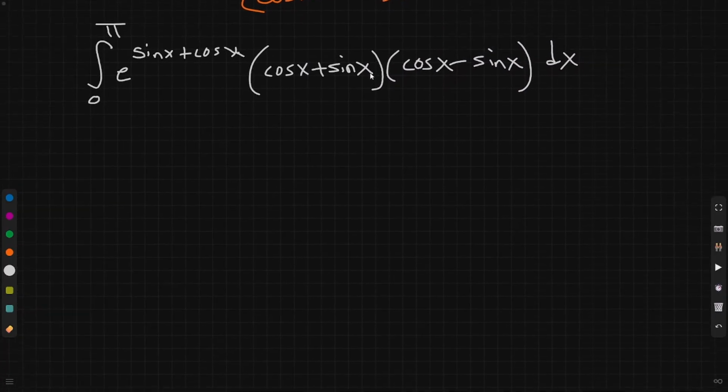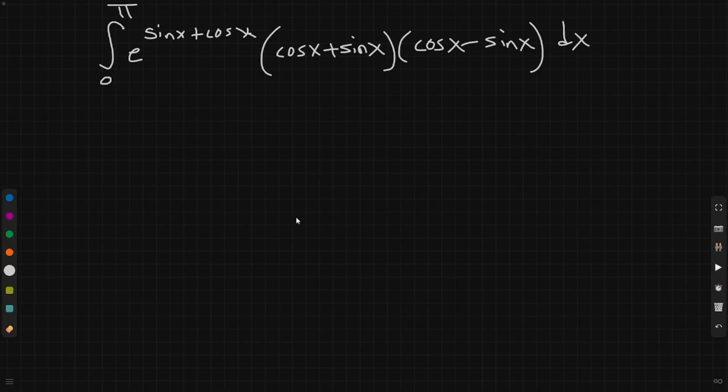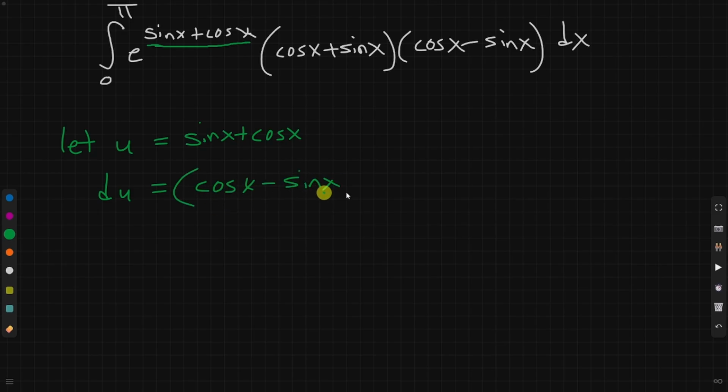So you might be asking, what do we do now? Well, there's a clever substitution that we can make. If we let u be the entire exponent we have here, sine x plus cosine x, then du just happens to be cosine x minus sine x dx. And look what we have here, cosine x minus sine x dx right here.